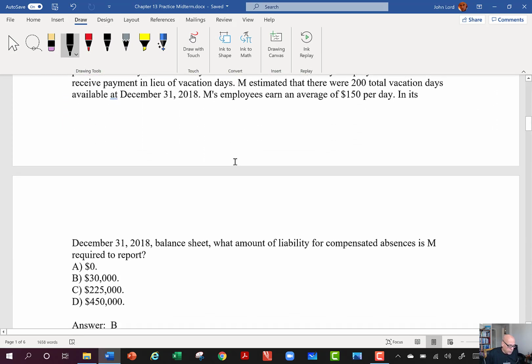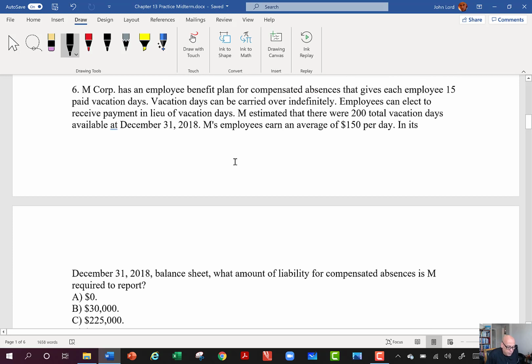M Corporation has an employee benefit plan for compensated absences that gives each employee 15 paid vacation days. Vacation days can be carried over indefinitely. Employees can elect to receive payment in lieu of vacation days. M estimated that there are 200 total vacation days available at December 31st, 2018. M's employees earn an average of $150 per day. On its December 31st balance sheet, what amount of liability for compensated absences is M required to report?